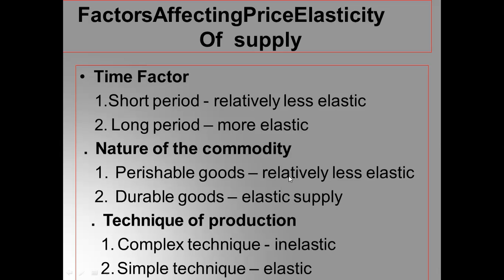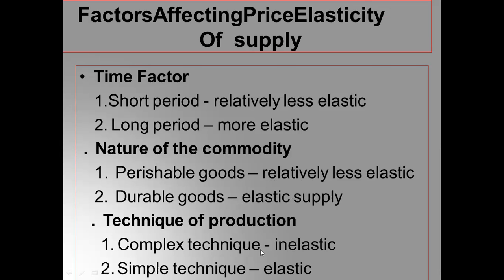Okay, then coming to the nature of the commodity. Perishable goods are relatively less elastic. We have seen perishable goods, whatever might be the price, they just want to finish it off. And durable goods, definitely it's going to be elastic. Perishable goods, children, are relatively less elastic in supply than durable goods, because perishable goods have a shorter shelf life when compared to the durable goods.